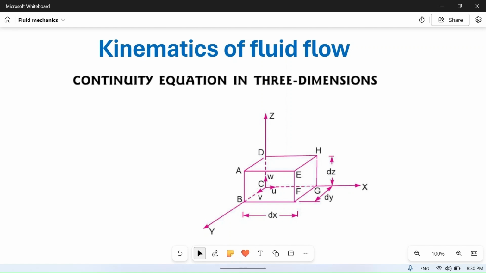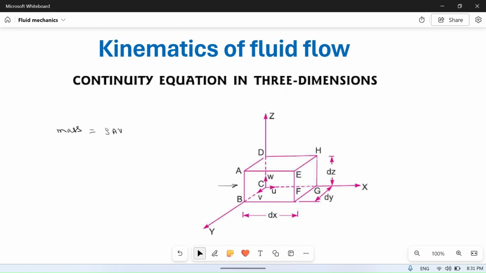What will be the mass entering through face ABCD? In the x direction velocity is u, in the y direction it is v, in the z direction it is w, and dx is the length of the unit cube in the x direction, dy in the y direction, and dz in the z direction. So the mass entering the ABCD face is the mass flow rate, rho A V: rho is density, A is area, and V is velocity.